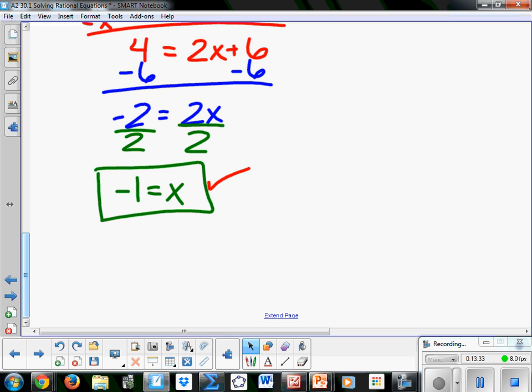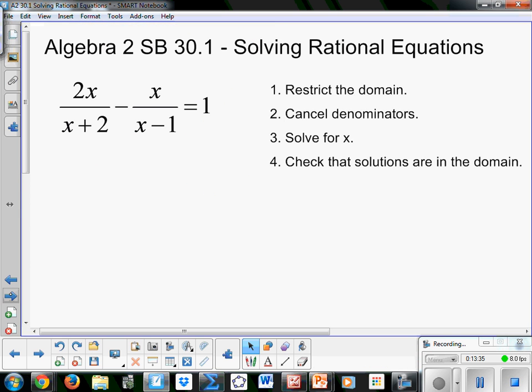Okay, so we've got one more example for you. So take a minute and look at this one. This would be a perfect time to pause, see where you're at, try it first, and then come back and see if you get the same answer.